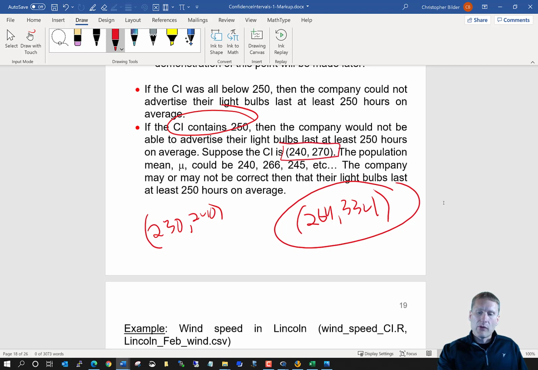But what if the confidence interval actually contains 250? Maybe the confidence interval was 240 to 270. Could we advertise that the mean lifetime of these light bulbs is 250? Well, this interval means the mean lifetime could be 240, could be 245, could be 250, but it could also be 255. It could also be 270. So could we advertise it? No. We cannot, because it could be less than 250. It could be greater than 250.